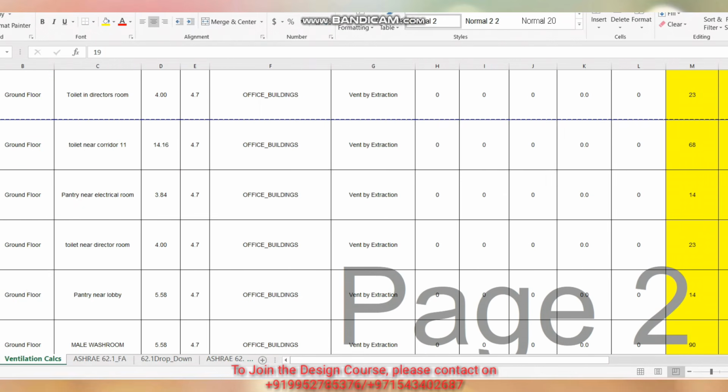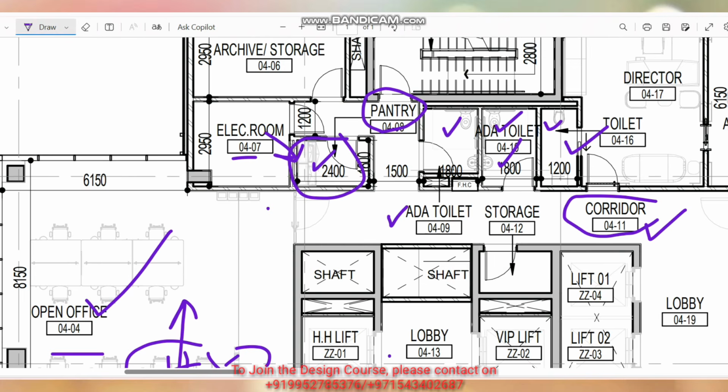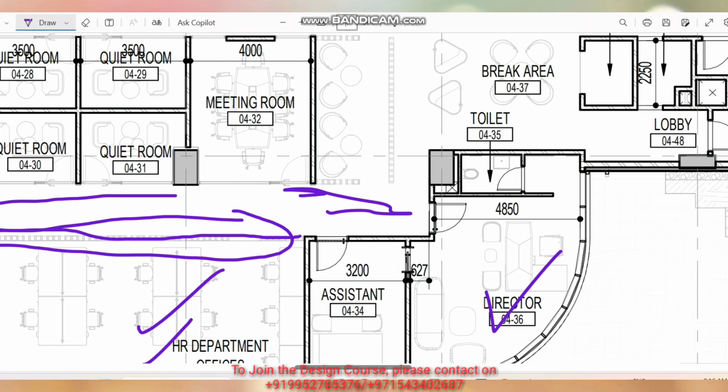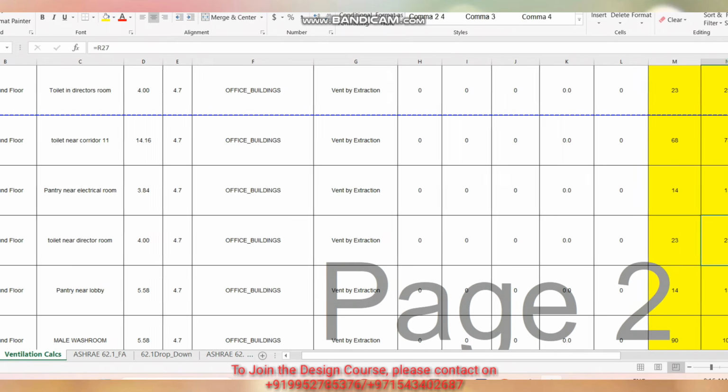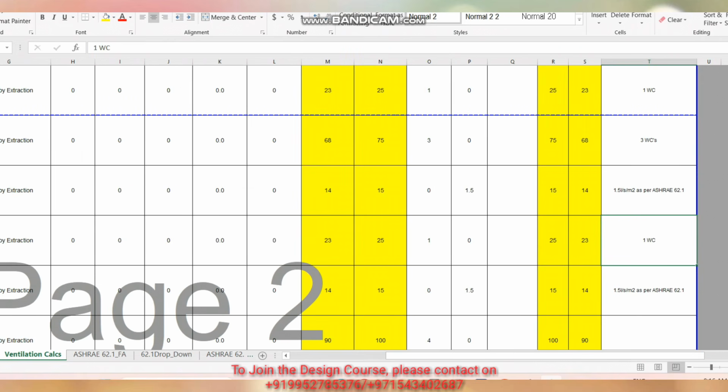Going to the next one, you can see the toilet near director room. We can see it from the drawing. This is our director room, and we have one toilet here. There is only one water closet. As we did earlier, we can consider only one water closet. It will consume 25 liter per second as exhaust, so I have considered one. So 25 liter per second is the exhaust, and 23 liter per second is the fresh air.